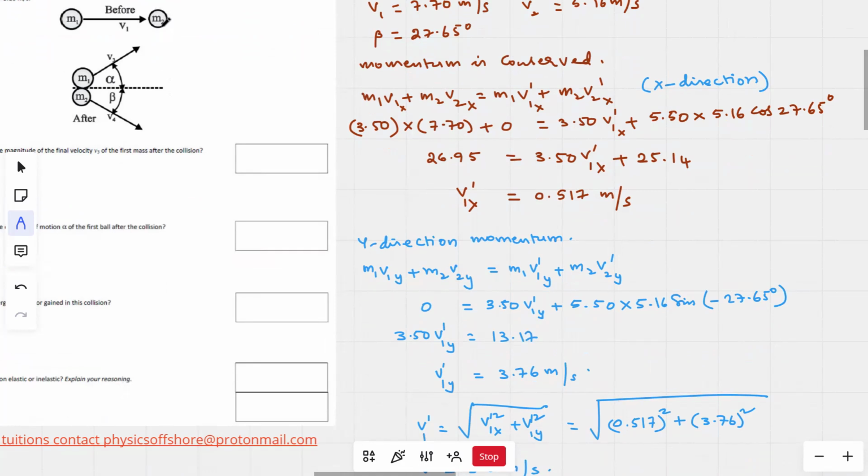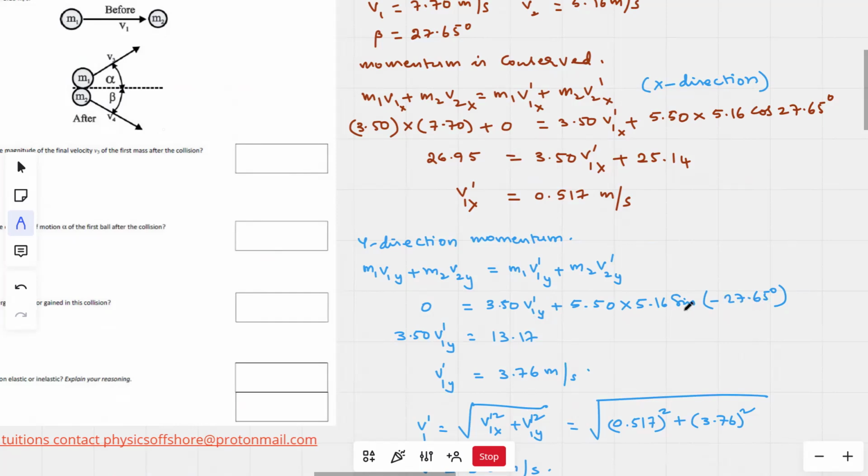And for the second ball, the momentum is obviously 0 because it is not moving at all. So the initial momentum along the y direction is 0. And then the final momentum, we know the second ball's final velocity and the direction. So plug in those values and then find out the final velocity of the first ball along the y direction.